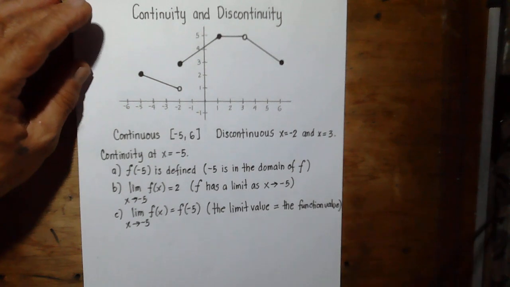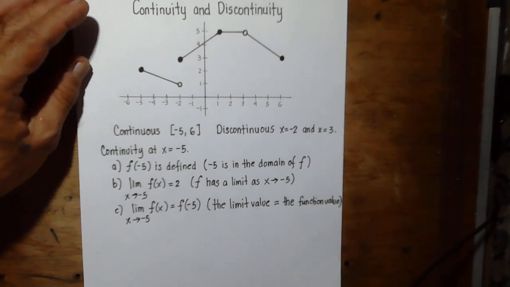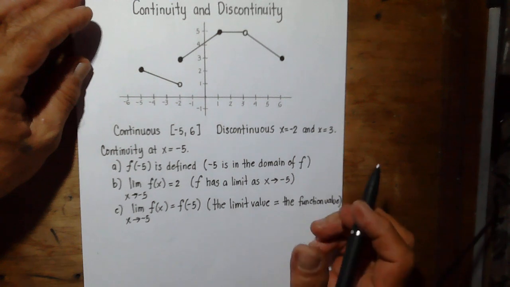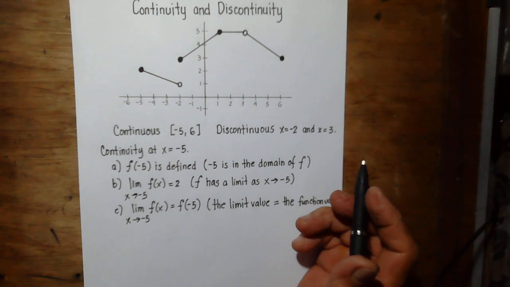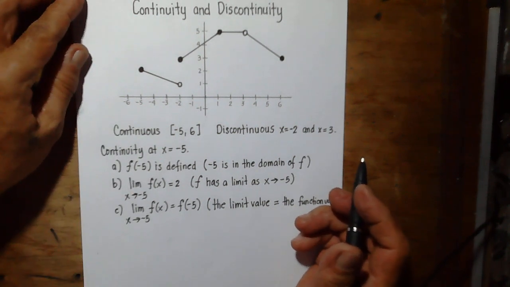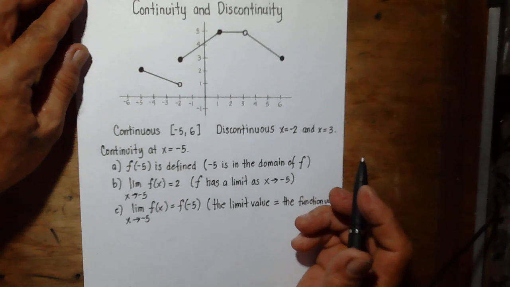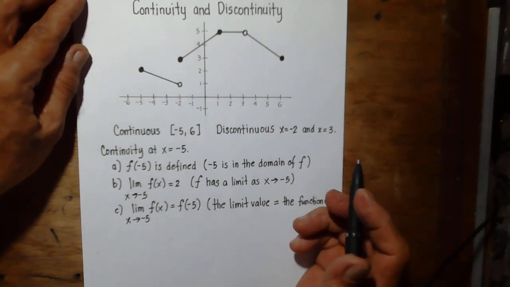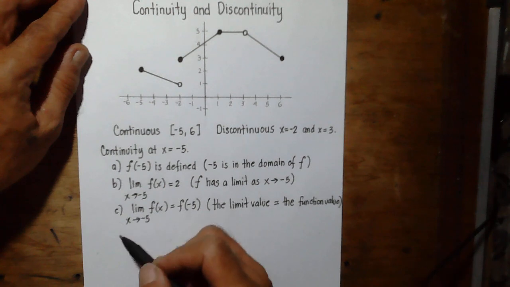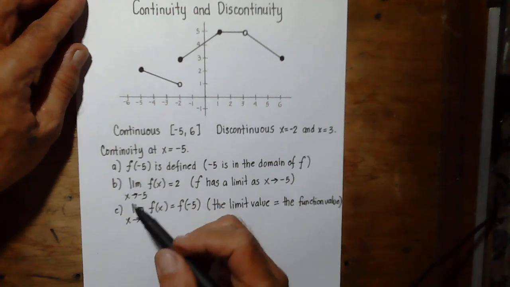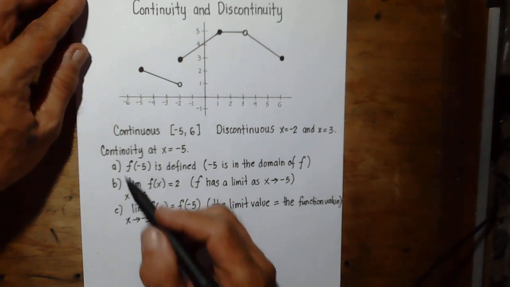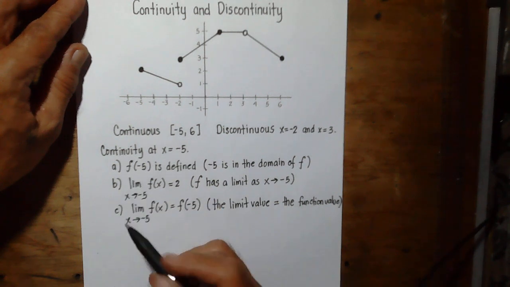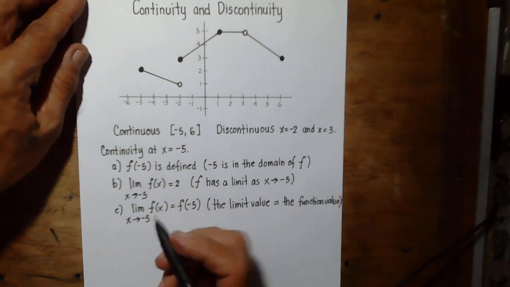So we have proven the continuity of this function at the interval -5 up to 6, or we say the continuity when x is equal to -5 on 3 grounds. We have proven the continuity when x is equal to negative 5 on 3 reasons. A, B, C. Or 1, 2, 3.